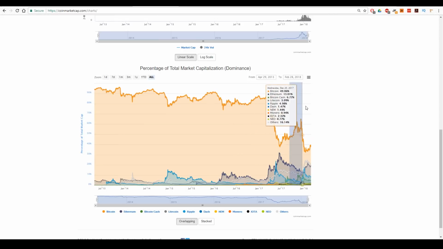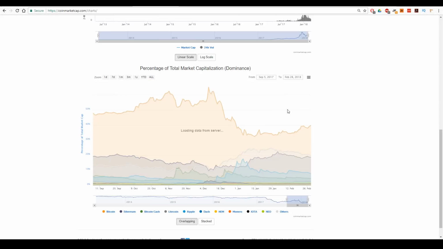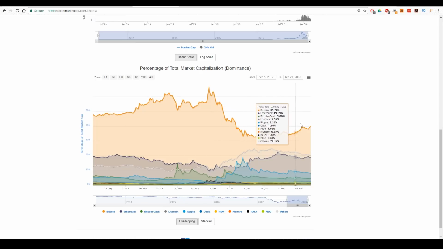Now, the interesting thing is how much this has changed just recently. Again, you can drag and change the resolution and look at it from a closer perspective. So just recently, we can see the Bitcoin dominance is actually starting to climb back up, and the altcoin market is actually starting to drop off.